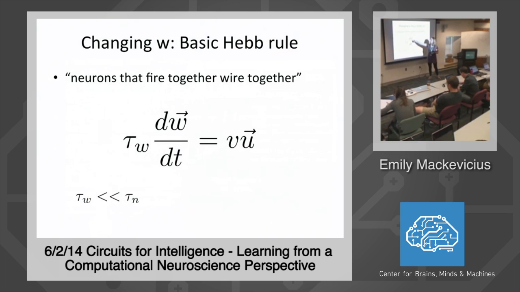Shouldn't tau W be larger than tau N? Oh, good call. Yeah, typo. This is larger, so it takes longer.